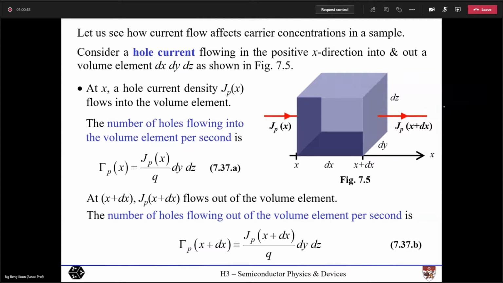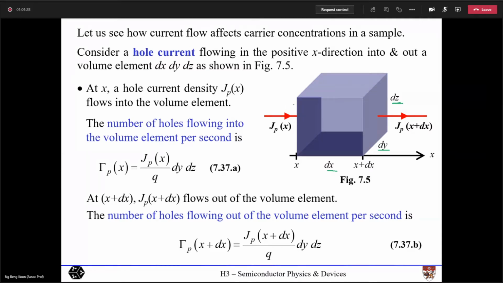Here we're going to see how the presence of a current flow can affect the concentration of carriers in some element in a semiconductor. This is important because in this second non-equilibrium condition, there's actually current flow now, so we need to know how it changes the excess carrier. So we do a derivation of this. Suppose we look at some semiconductor sample where there's a hole current flowing. Let's say this element has a dimension of dx, dy, and dz in the semiconductor.